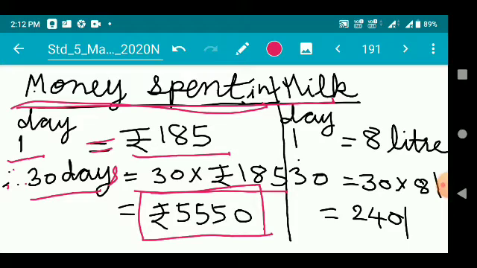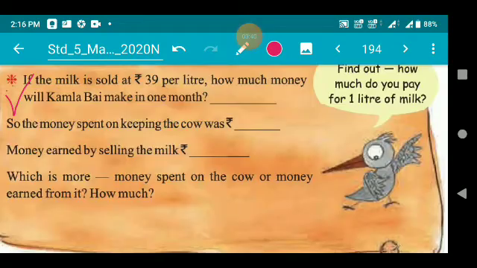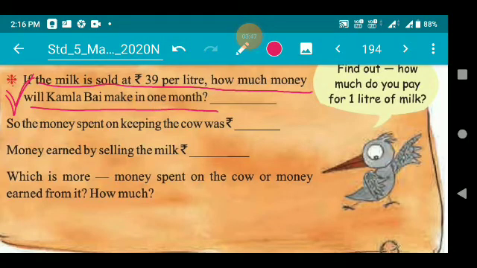Now cow gives milk in 1 day is equal to 8 liters. So milk in 30 days is equal to 30 into 8. So 3 8s are 24 and here 1 0. So 240 liters milk. Here is question: if the milk is sold at rupees 39 per liter, how much money will Kamalabai make in 1 month? So let us find out how much money will she make in 1 month.